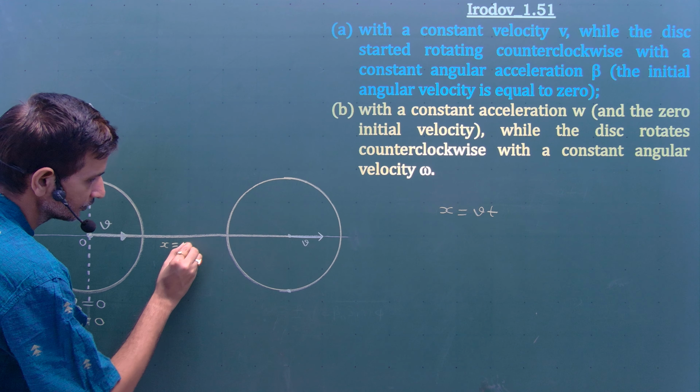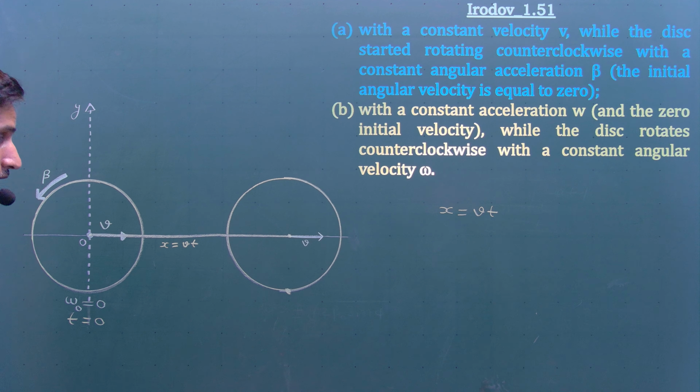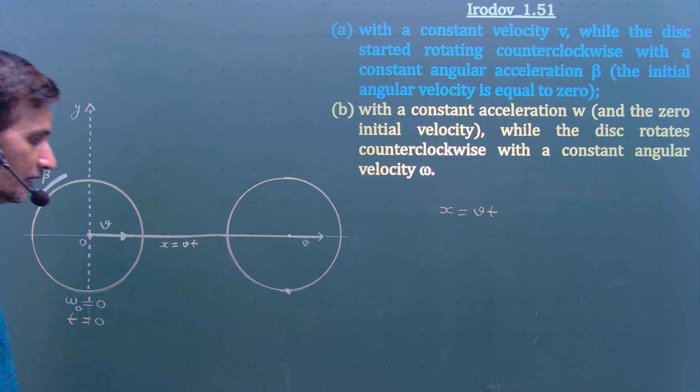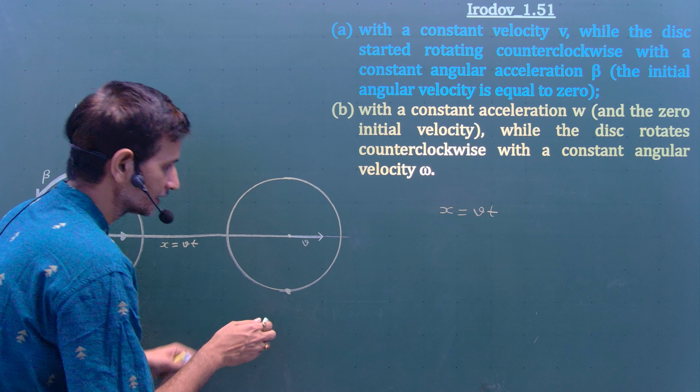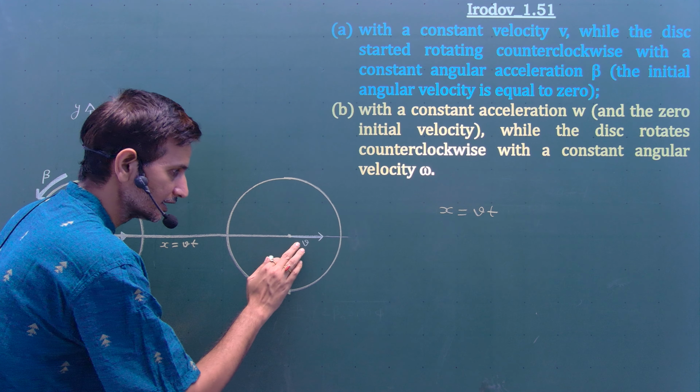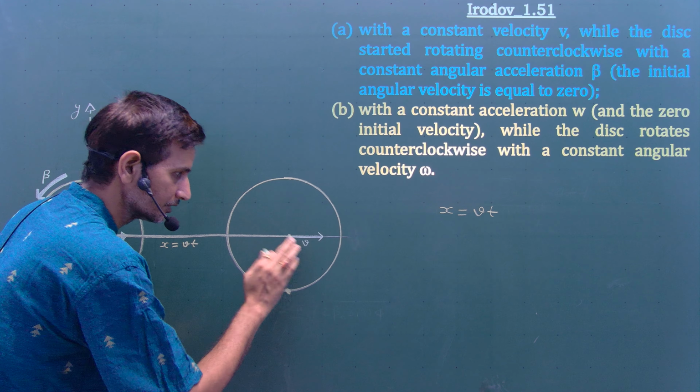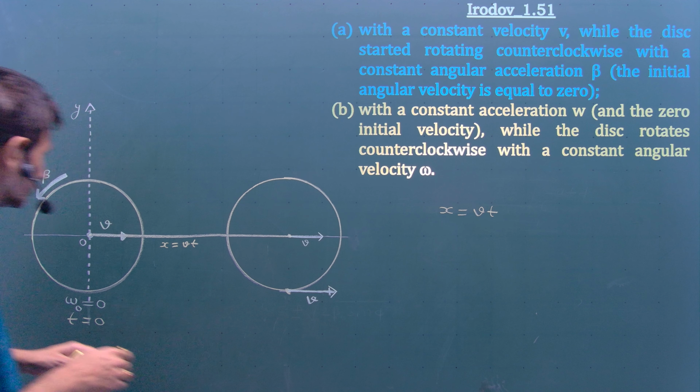Now take any point on this disk. I consider the point at the lowest portion of the disk. Now this point has a velocity. What is the velocity? The velocity of this point is due to both translation as well as rotation. So what is the velocity due to translation? This disk is translating with velocity v. So the velocity of this point due to the translation is still v. But as the disk is rotating, there must be a velocity of this point due to the rotation.